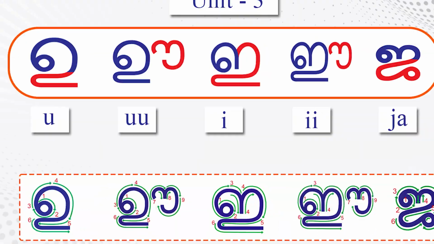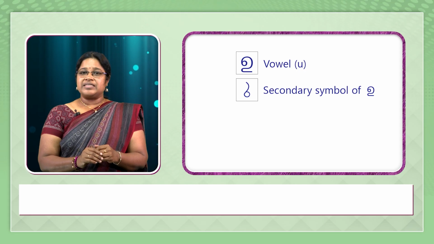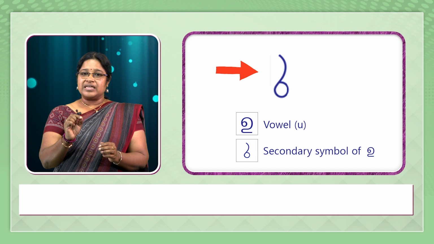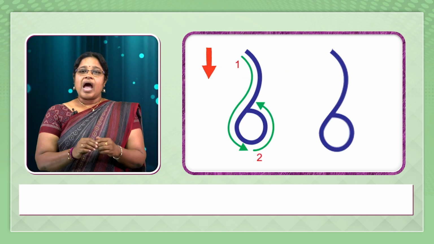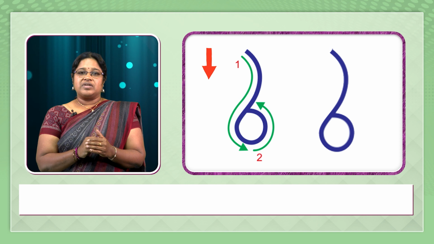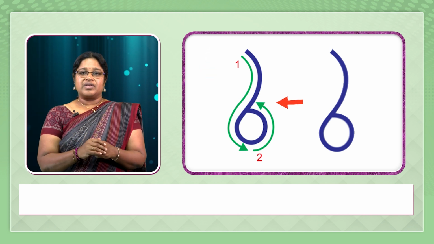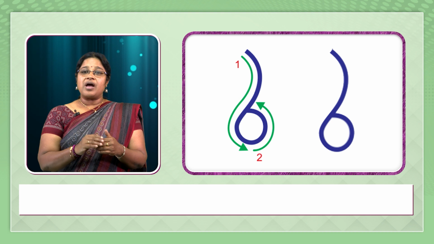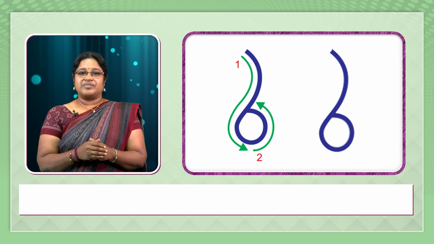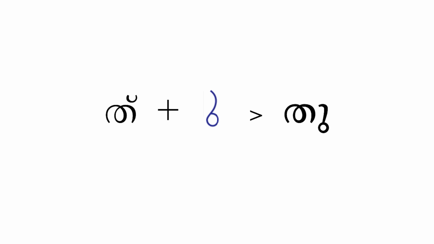Let us see the secondary symbols of the letters. Here, U is the first letter. The secondary symbol of this letter is this. Hand movement is also the same, up to down. Start from up and stop here. This symbol has to come after the letter. Now, read it. T plus U, Tu.